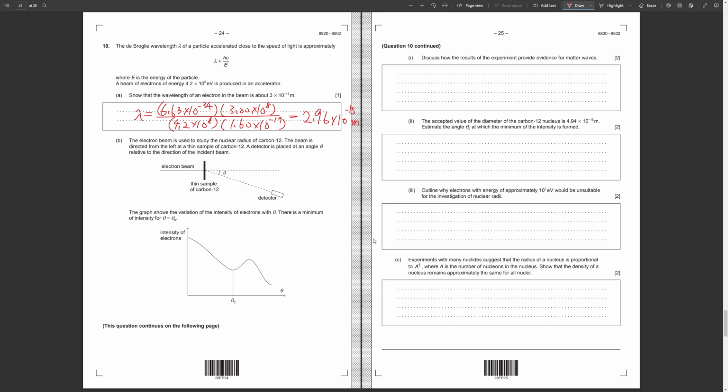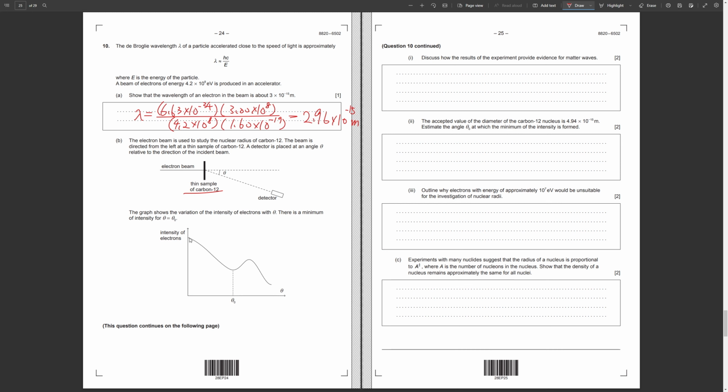Part B1. This electron beam is passing through a sample of carbon-12 nuclei, and then it's found that the electron is no longer passing in a straight line. It is diffracted after passing through this sample. And what is the experimental evidence showing there is a diffraction? How does it show there are matter waves carried by the electrons?